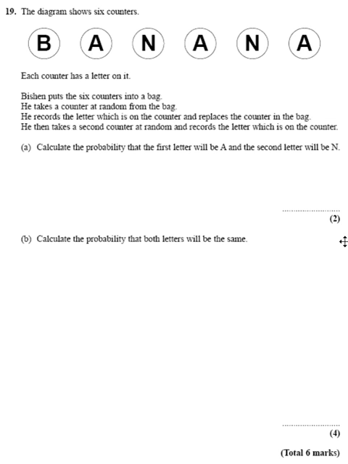It's another big probability question. You've got 6 counters: 3 A's, 2 N's, and a B. Banana. You put the 6 counters in the bag. Bishan, that's a nice politically correct name, takes a counter at random from the bag.